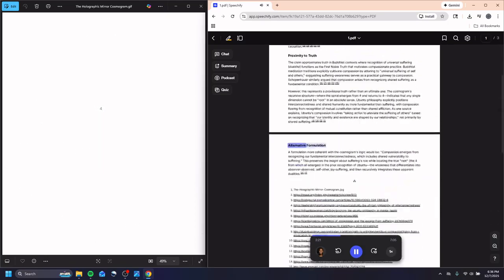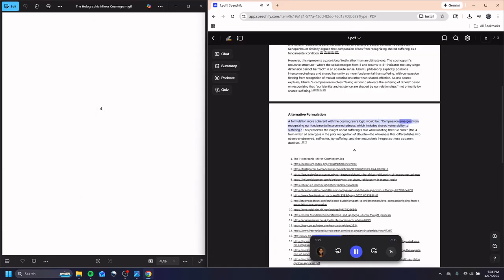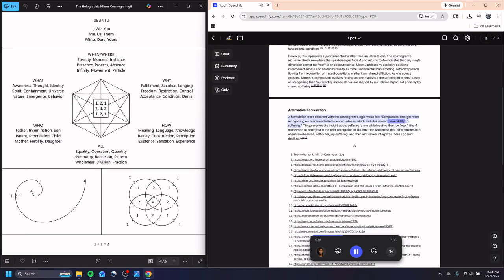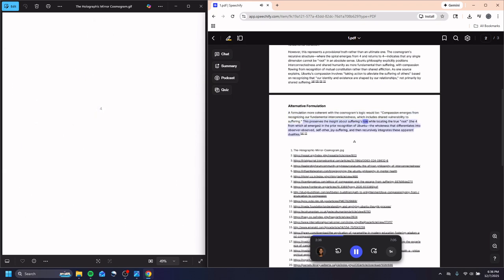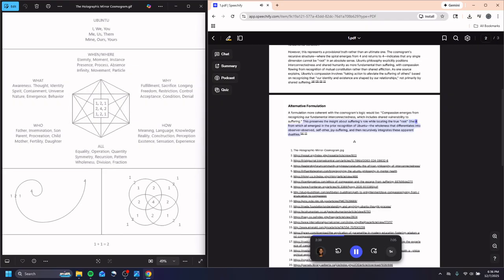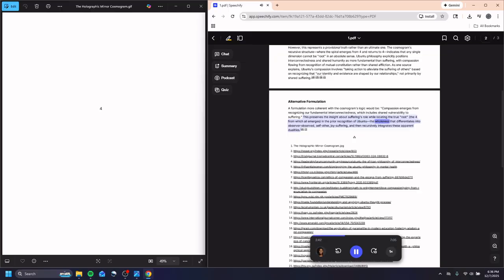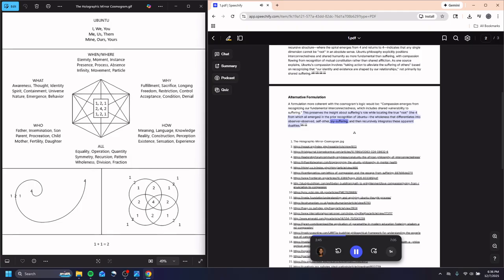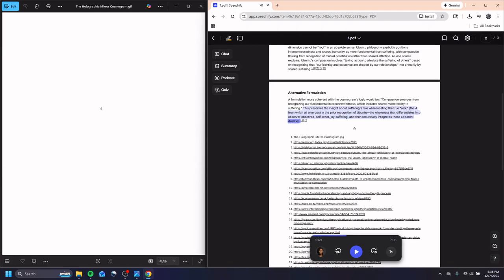Alternative formulation. A formulation more coherent with the cosmogram's logic would be: compassion emerges from recognizing our fundamental interconnectedness, which includes shared vulnerability to suffering. This preserves the insight about suffering's role while locating the true root, the 4 from which all emerges, in the prior recognition of Ubuntu, the wholeness that differentiates into observer, observed, self-other, joy-suffering, and then recursively integrates these apparent dualities.